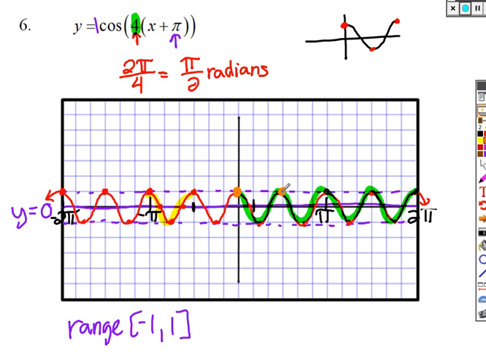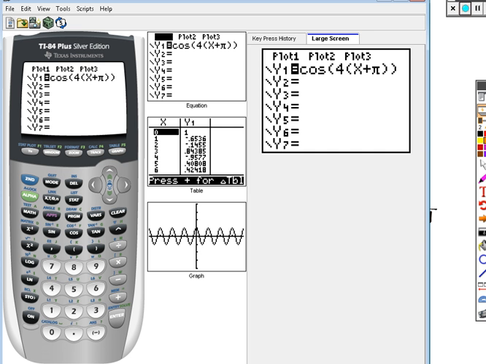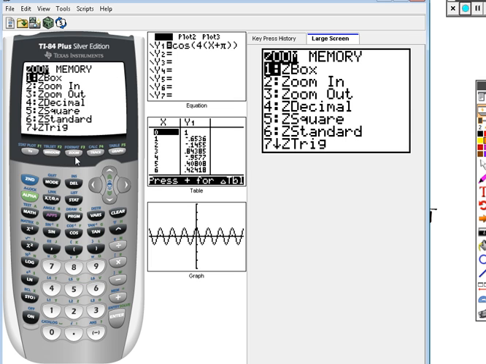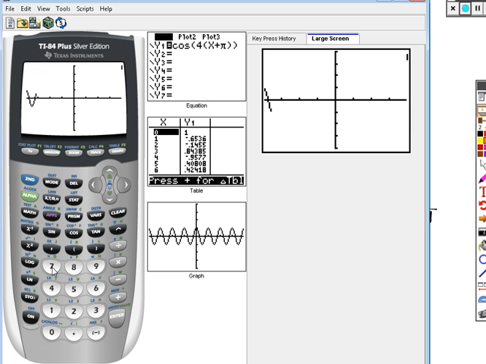If you're still not sure, you can go to your graphing calculator, type in your function, make sure you're in radian mode, and then when you graph it, just go to a zoom trig, and that should give you a window. Your x min, x max should be pretty close to negative 2 pi to 2 pi, which is similar to the graph that I gave you.